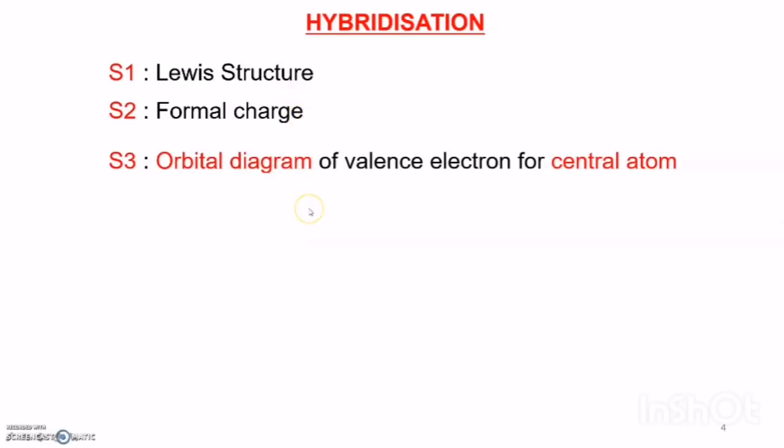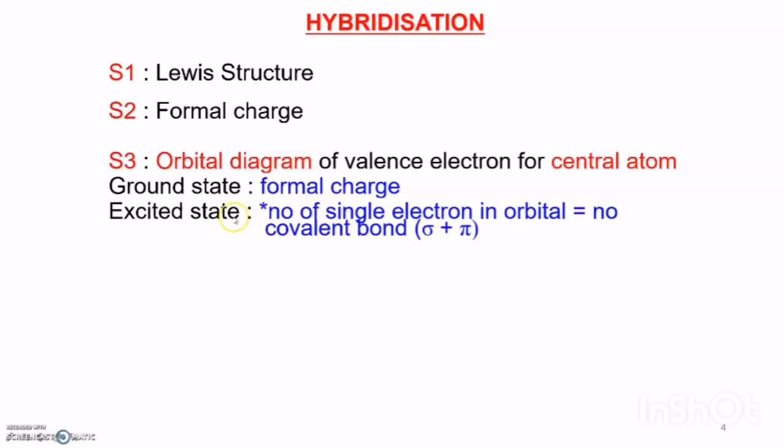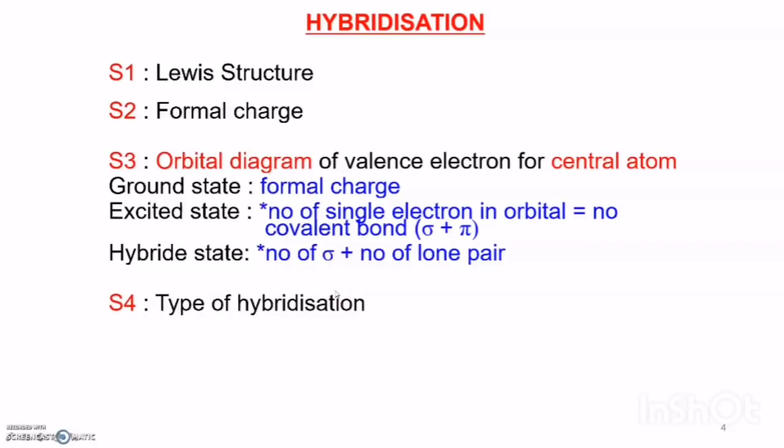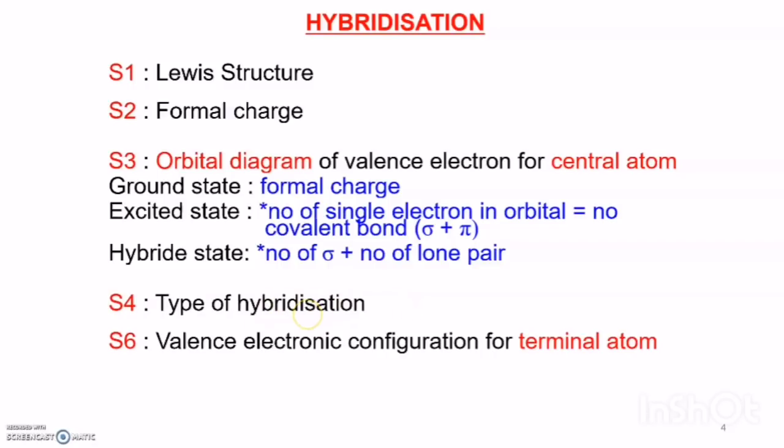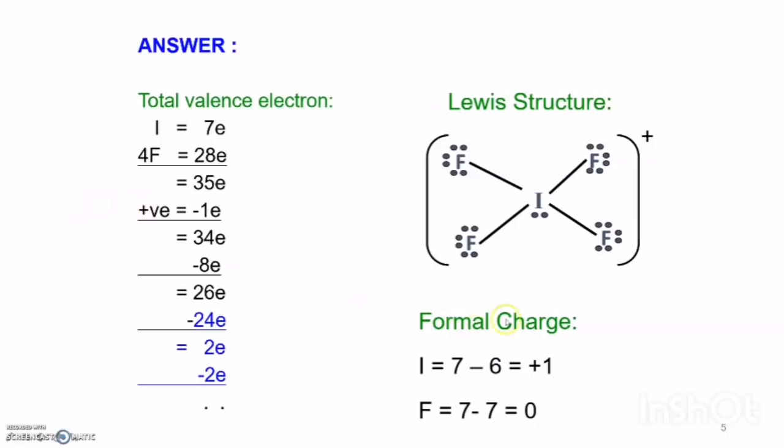Next one, the orbital diagram for valence electrons for the center atom. We also consider formal charge for the ground state and then the excited state, where the number of single electrons in orbitals equals the number of covalent bonds, which is sigma and pi. Hybridized state, number of sigma bonds and number of lone pairs. And then the next step, identify the type of hybridization. And the next one is the valence electronic configuration for the terminal atom. And we proceed to the orbital overlapping diagram. Alright. So take a look at the first step.